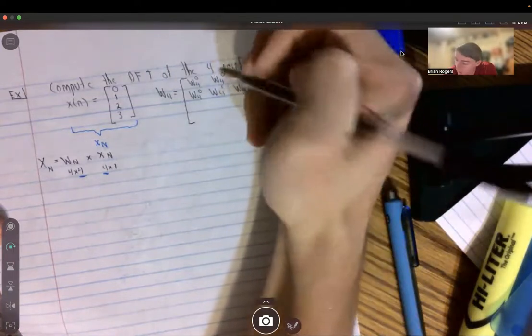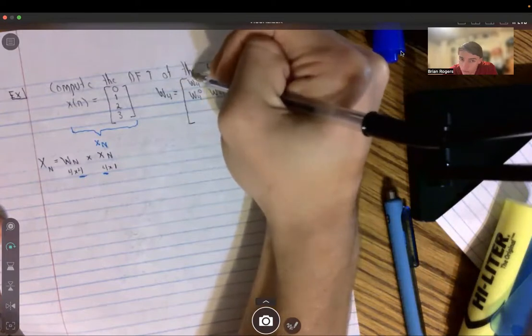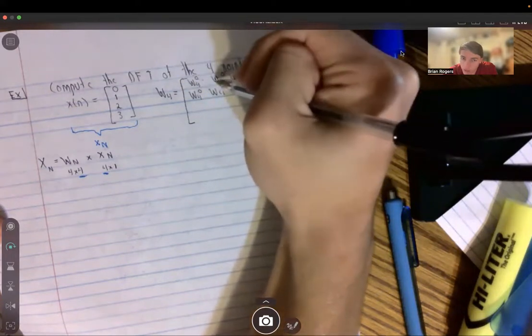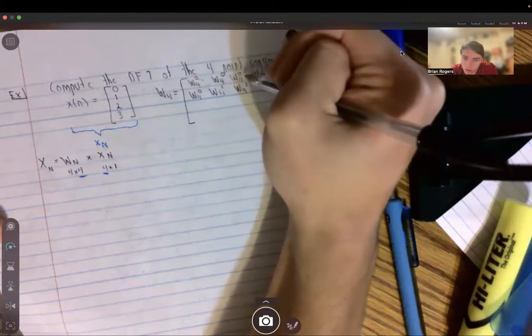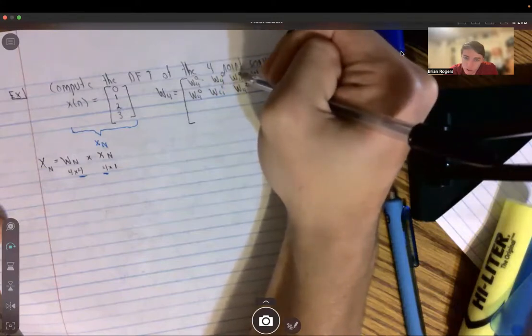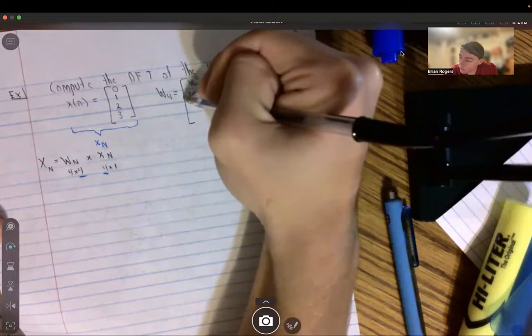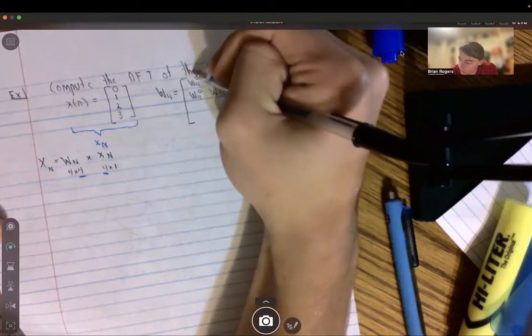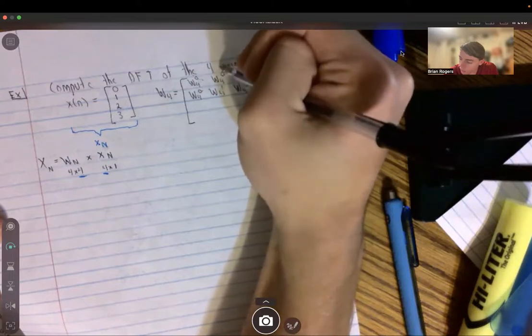And you're probably wondering, how do I know to write these? Look right here, row 0 times column 0. 0 by 0 is 0. Here, row 0 times column 1. 0 times 1 is 0. Here, row 0, column 2. 0 times 2 is 0. And then for the next one, row 1, column 0. 1 times 0 is 0. Row 1, column 1.